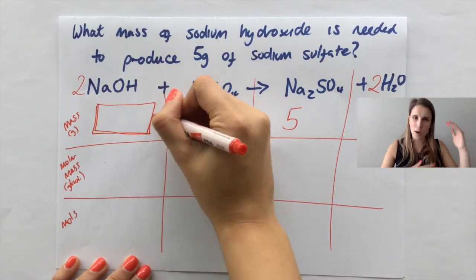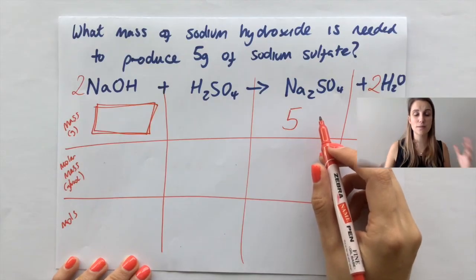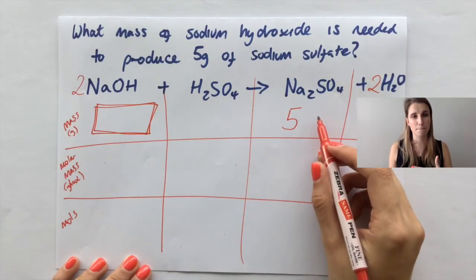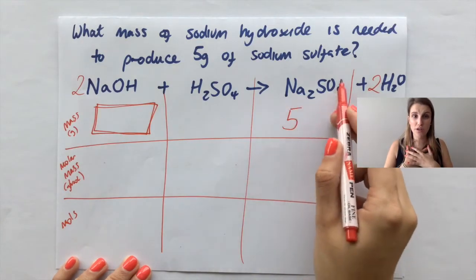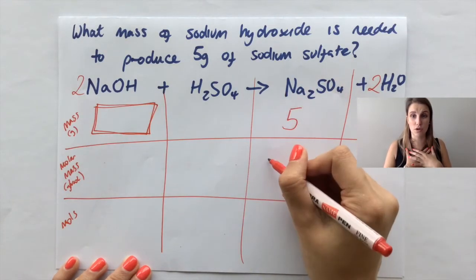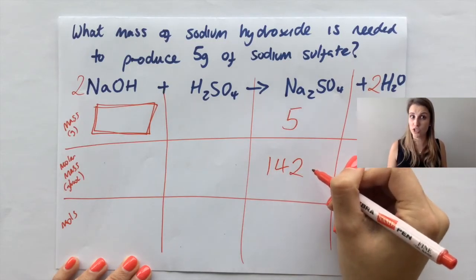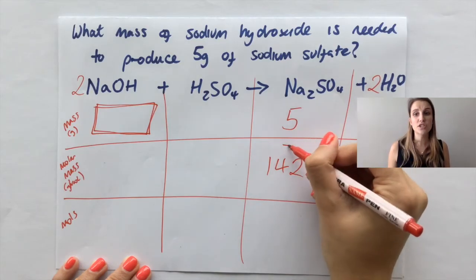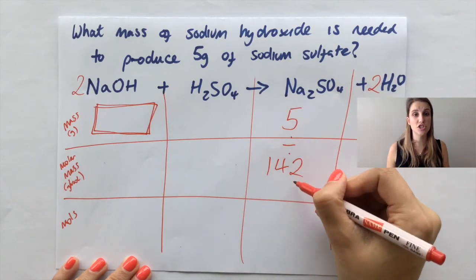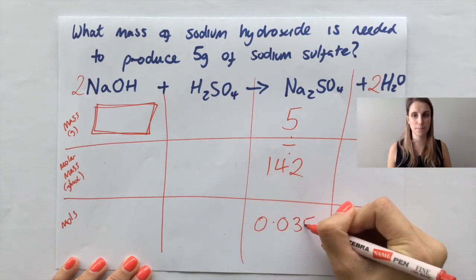So this goes the other way to the previous examples, but it works in exactly the same way. It doesn't matter because the ratios are all the same. So if I've got 5 grams of sodium sulfate, I know that I can work out the moles of sodium sulfate. So sodium sulfate has a molar mass of 142. Hopefully you've managed to work that out using your periodic table. So if I do 5 divided by 142, I get 0.035 moles of sodium sulfate.